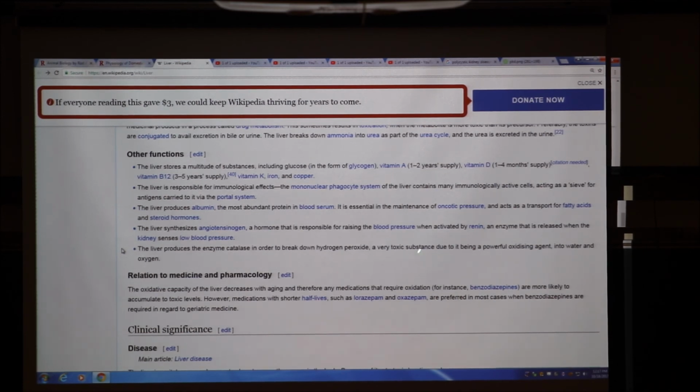Makes albumin, we already said that. Transport fatty acid, yeah, the liver synthesizes angiotensinogen, a hormone. Now the thing is, I'm not sure everybody would call that a hormone, right? But I've seen it called a hormone. I don't really call it a hormone, but that's okay if they do. Raising blood pressure, liver, okay, all these enzymes. Okay, with aging, any medicines are more likely to, oh, look at that. That's what I just said. Yeah, and it's really amazing how the liver can vary what you have.